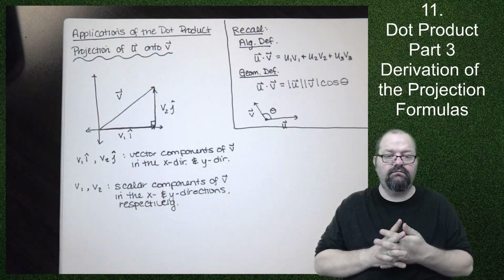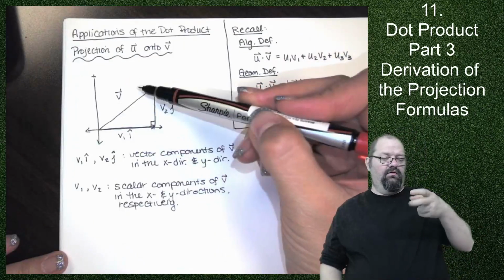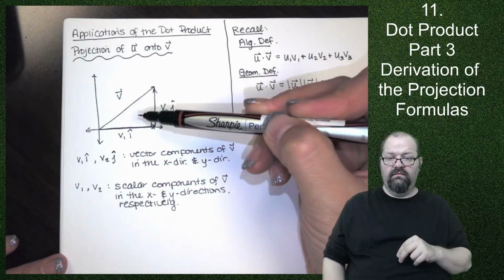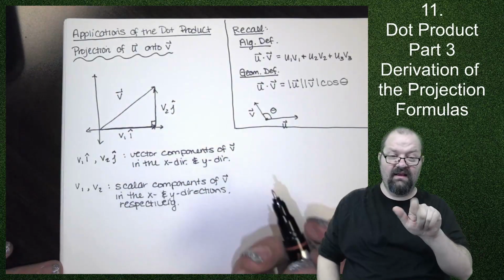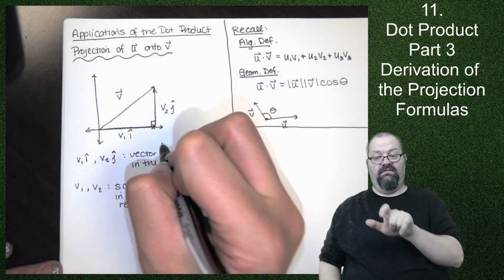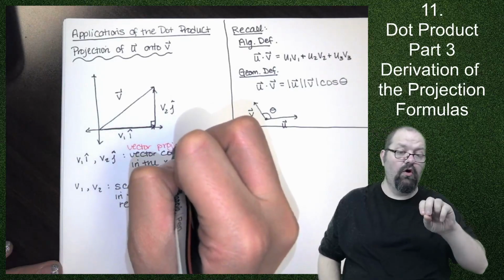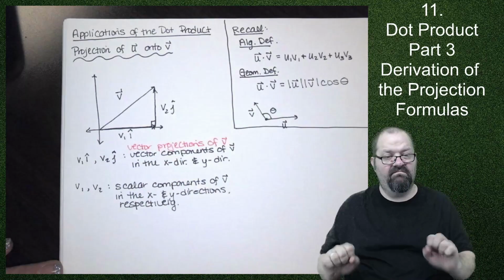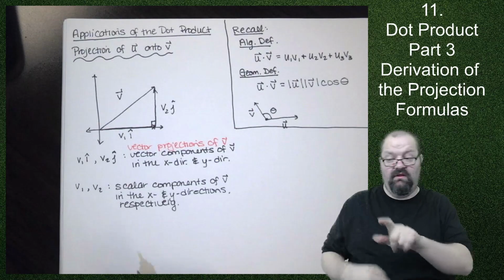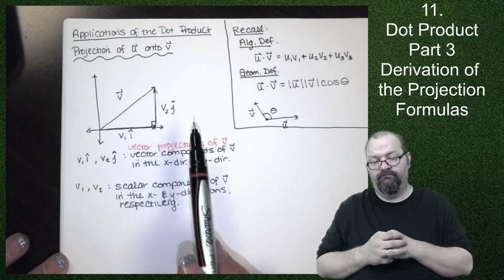Now, another name for this is the projection. I can think of this as taking the vector v and then projecting it onto the x-axis. So I could call these vector components of v in the x and y direction vector projections of v onto the x and y axis. So that's the vector projection in the x direction. That's the vector projection in the y.